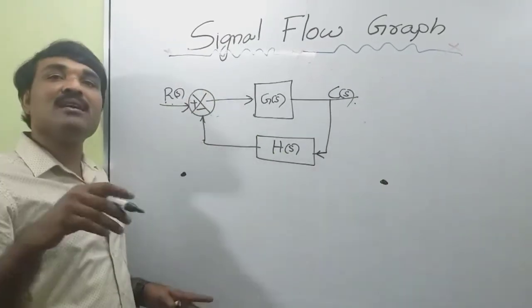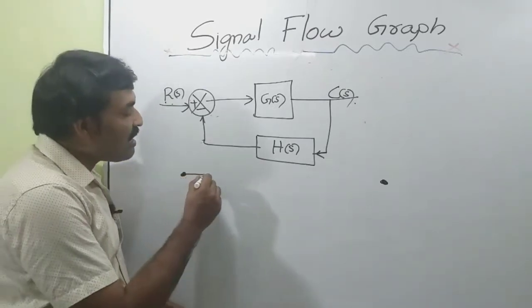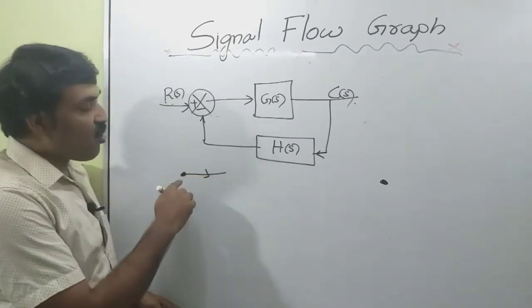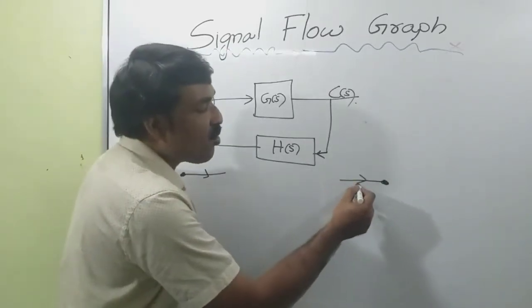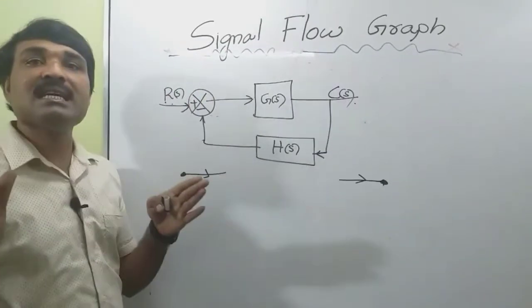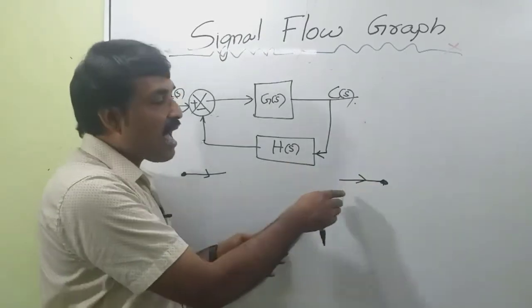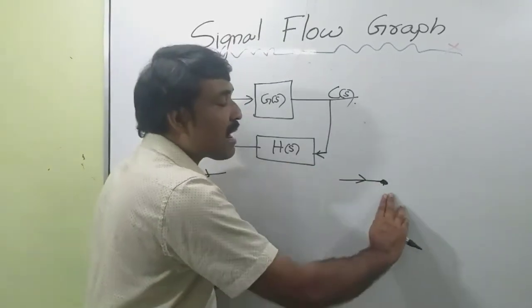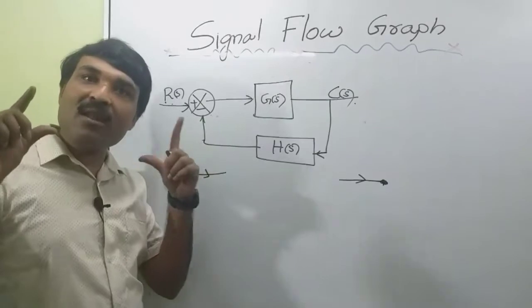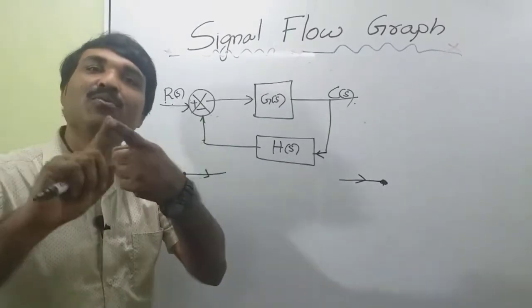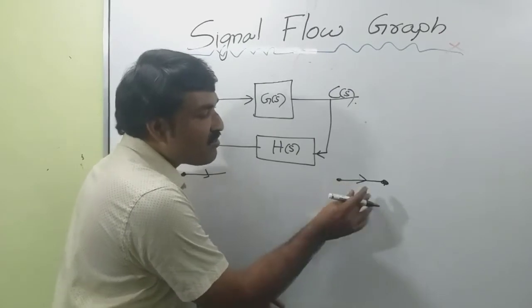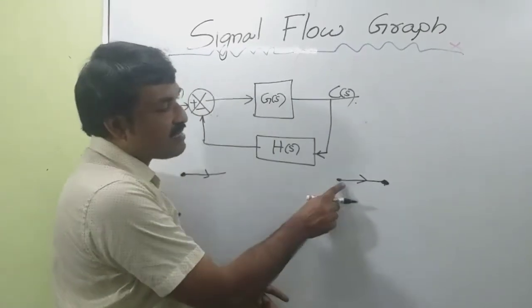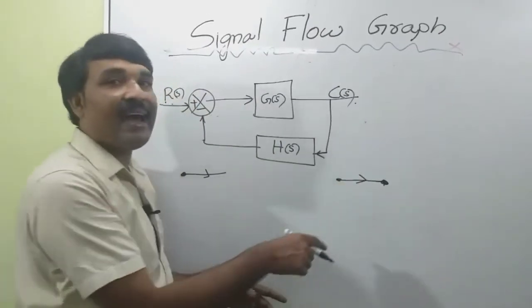An input node is a node which has only branches going outside, and an output node is a node which represents the output signal and has only incoming branches. A branch is an oriented line which connects two nodes. That means suppose this is a node. So this will represent a branch. This is a line segment having a direction.